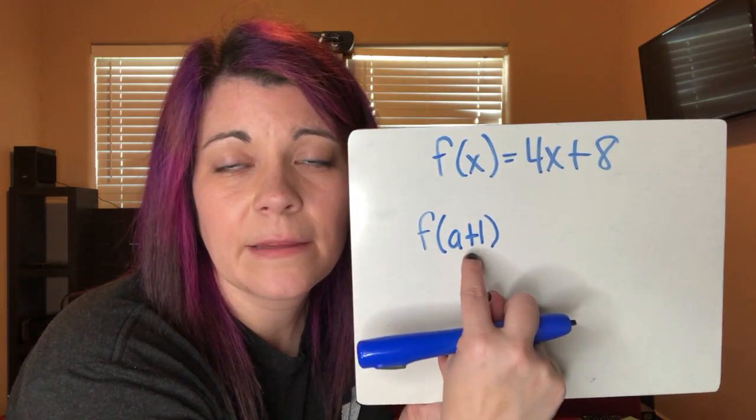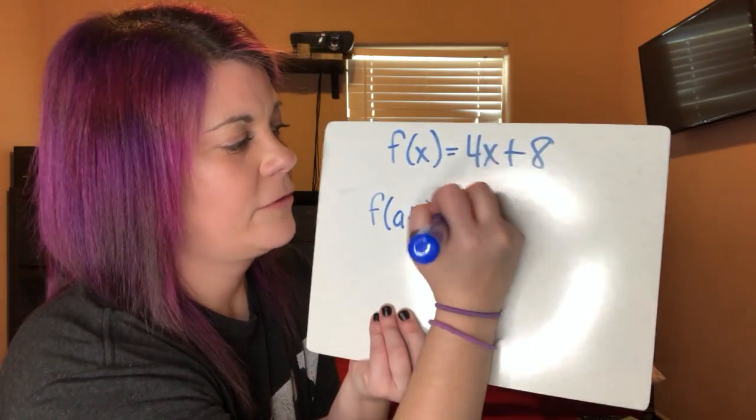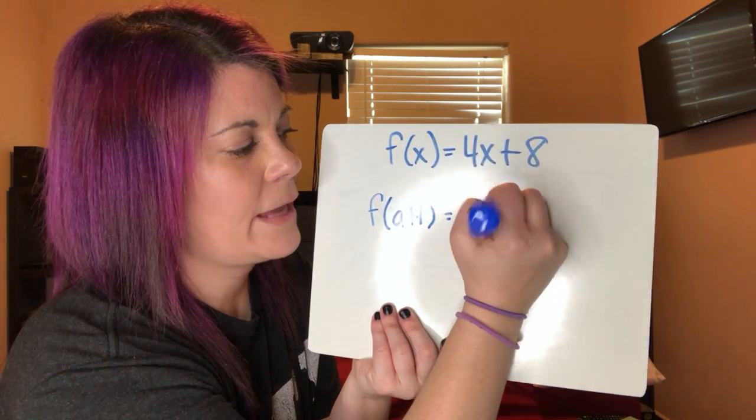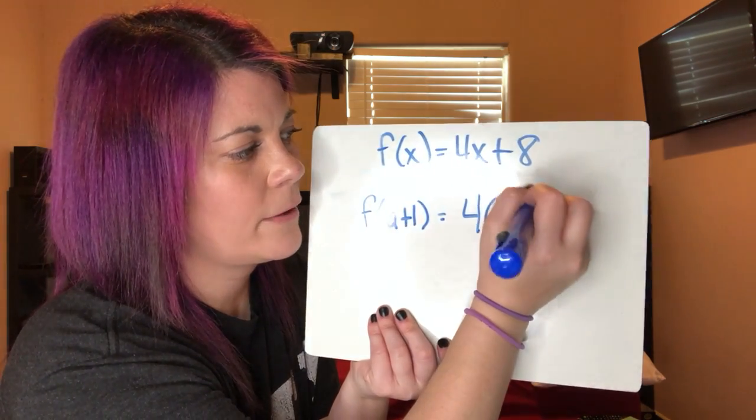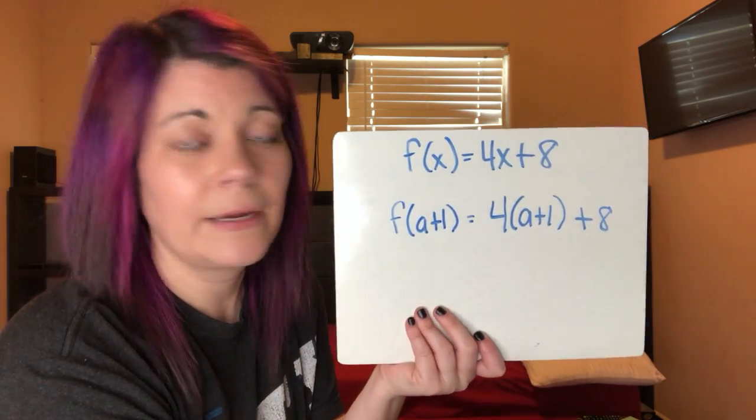Let's do another one. This one's going to be a little bit more challenging. Let's find the function of a plus 1. Which means that I'm going to take this, a plus 1, and substitute it in for x. So when I do that, instead of writing x, I'm writing a plus 1, and then plus 8. And then I'm going to simplify, okay?